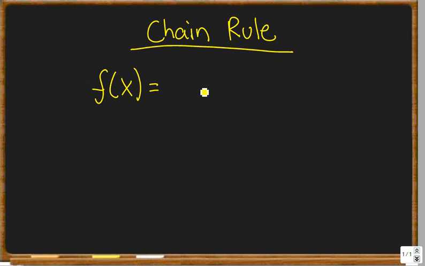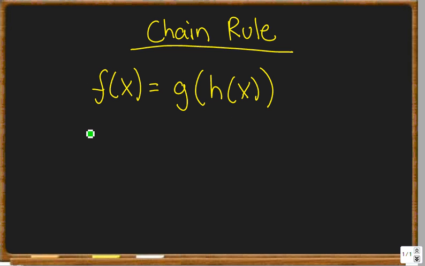So we have f of x equals g of h of x. So we have some composite function here where we have a function inside of another. This rule helps us to find the true derivative of f of x, because it not only is going to respect g, but it's also going to respect h. And it works in the following method.